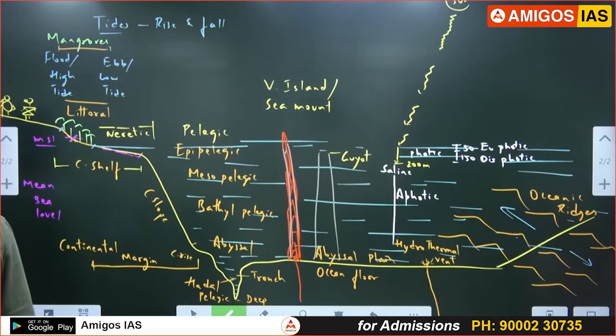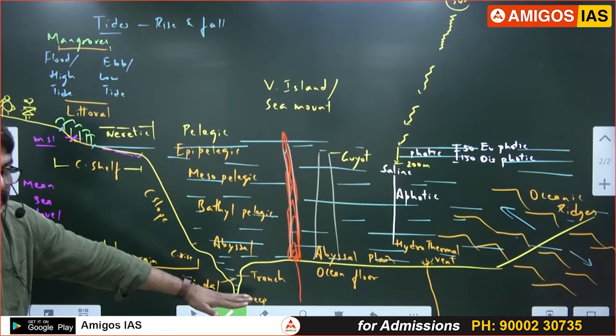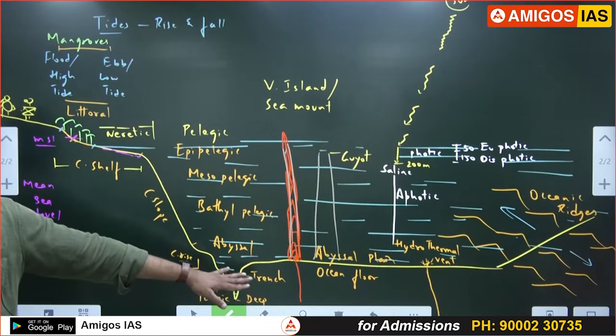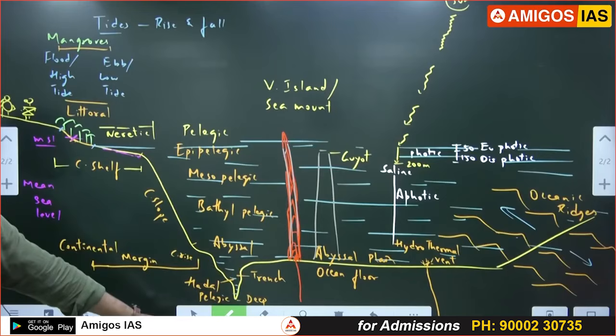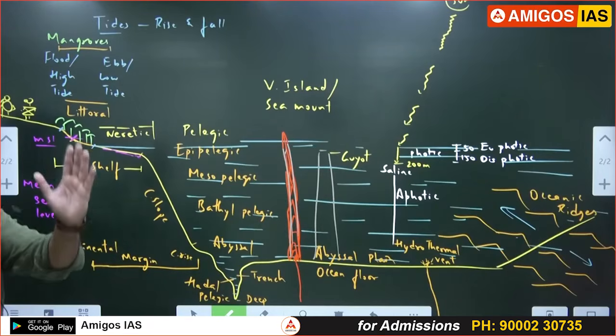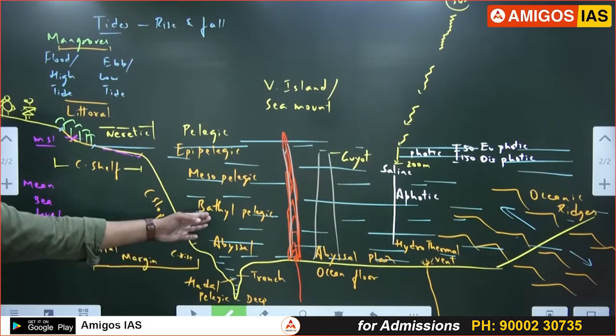Abyssal pelagic is a zone found in which of the following: surface ocean, mid ocean, deep ocean? Deep ocean. The deep ocean belt is called the abyssal pelagic zone. Hadal pelagic is the trench. Inside the trench also water is there. That zone is called hadal. Hadal pelagic, abyssal pelagic, bathyal pelagic.